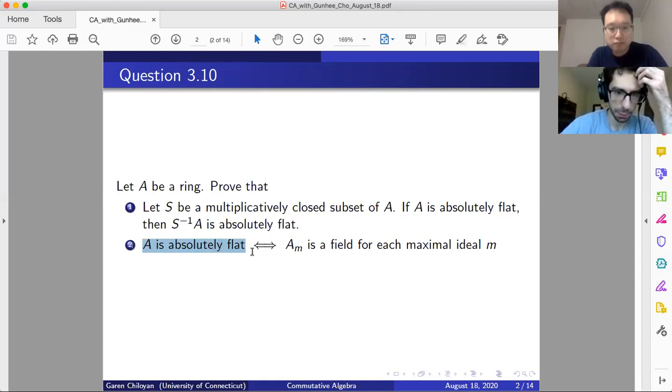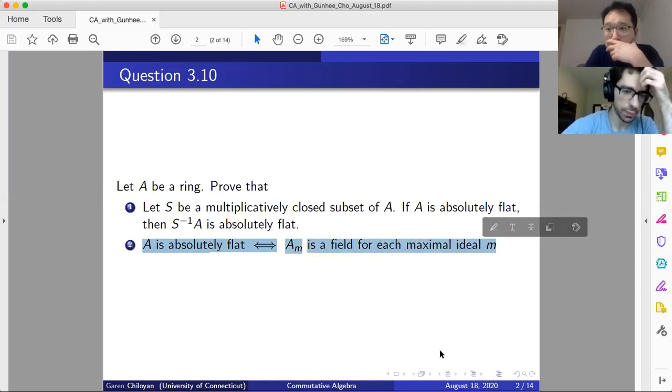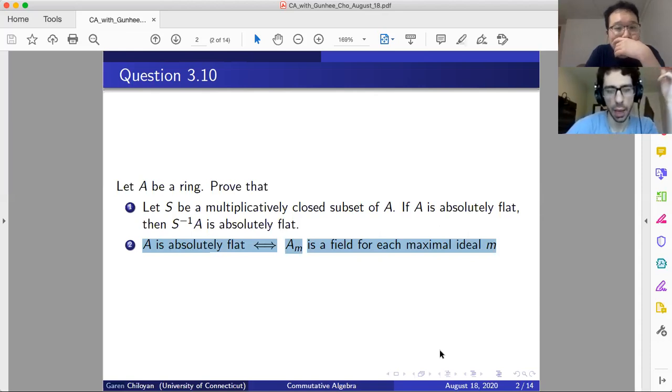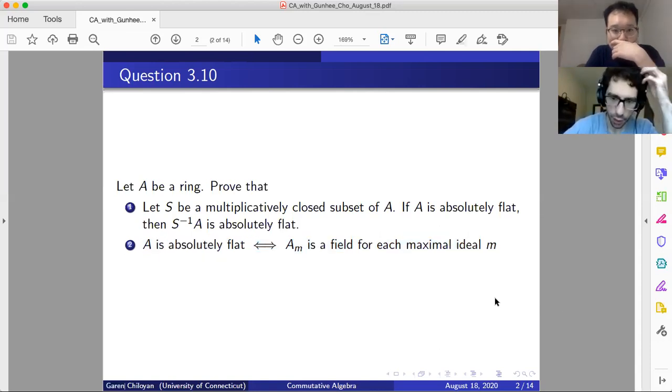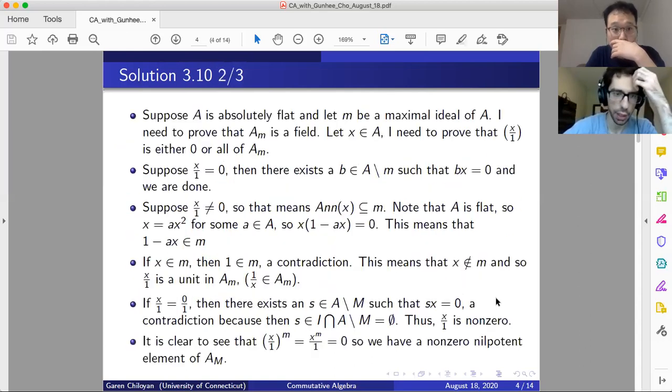Let's prove number two. So let's prove, this time let A be any ring. A is absolutely flat if and only if A localized at any maximal ideal is a field. So this is an equivalent condition for when A sub M is a field. So let's skip here and let's go left to right.